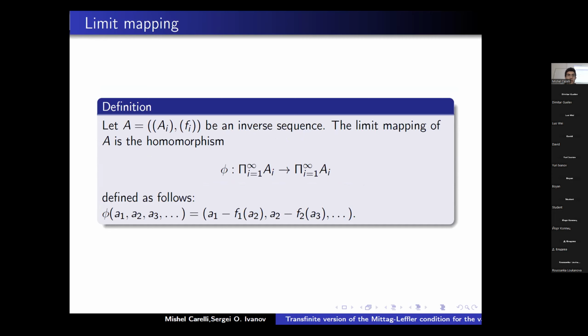Okay. The next definition, the limit mapping. If we have an inverse sequence A, then the limit mapping of A is a homomorphism phi from the direct product of the members of A to itself, defined as follows. If we take a sequence from this product, (a_1, a_2, ...), where a_i is from the group A_i, then the image looks as follows: we get a sequence, shifted by the maps f. You won't find this notion in the preprint, because you can't define this formula for an arbitrary category, but in abelian groups we have an explicit formula, so it's easier to see what we do.